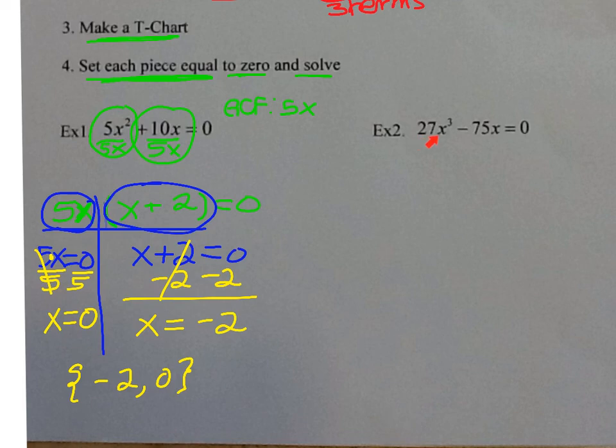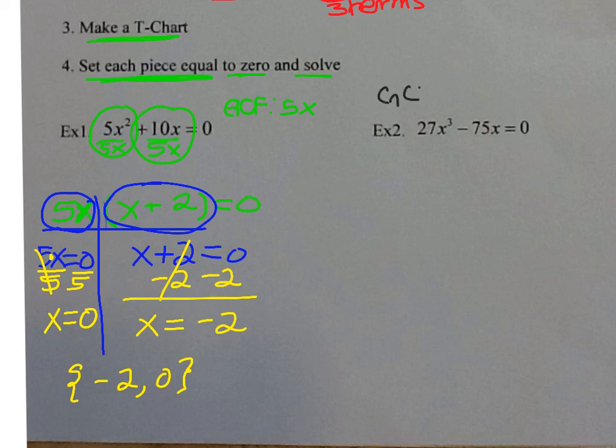We have 27x to the third minus 75x equals 0. So it is an equation. It is equal to 0. I do notice there is a GCF. There is a number that goes into 27 and 75. That's 3. And then I have an x to the third and an x. So there's definitely a GCF here, and it is x.